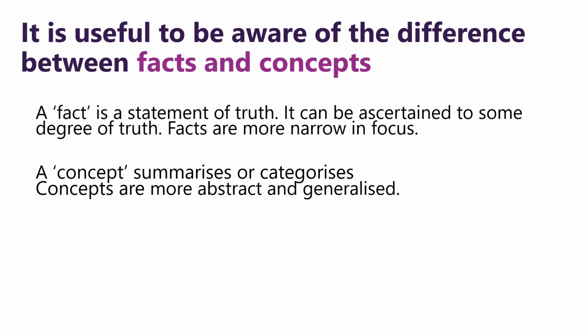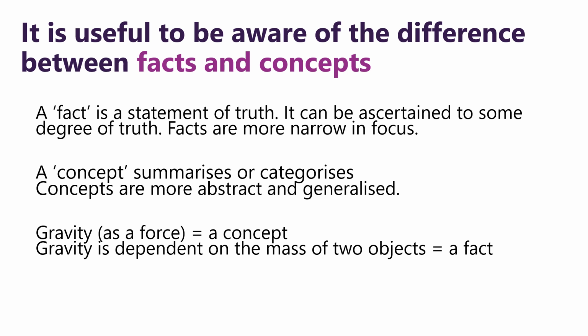So let's look at an example. Gravity, as a force, is a concept. Gravity being dependent on the mass of two objects, however, is a fact. Let's look at another example. The sun rising from the east is a fact. However, it's a concept that the sun rises from the east because of the Earth's west to east rotation. Here you can see a concept can use another fact to be built.